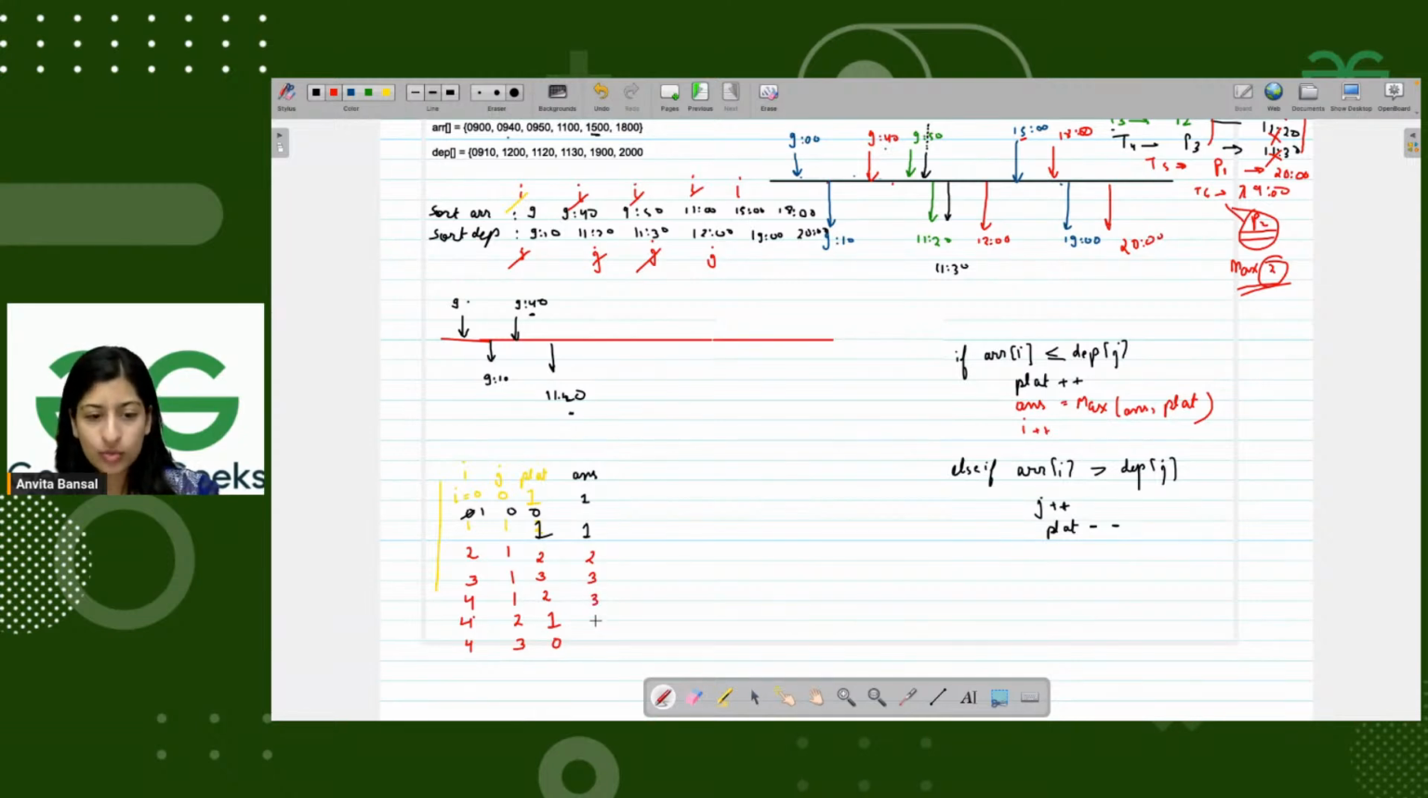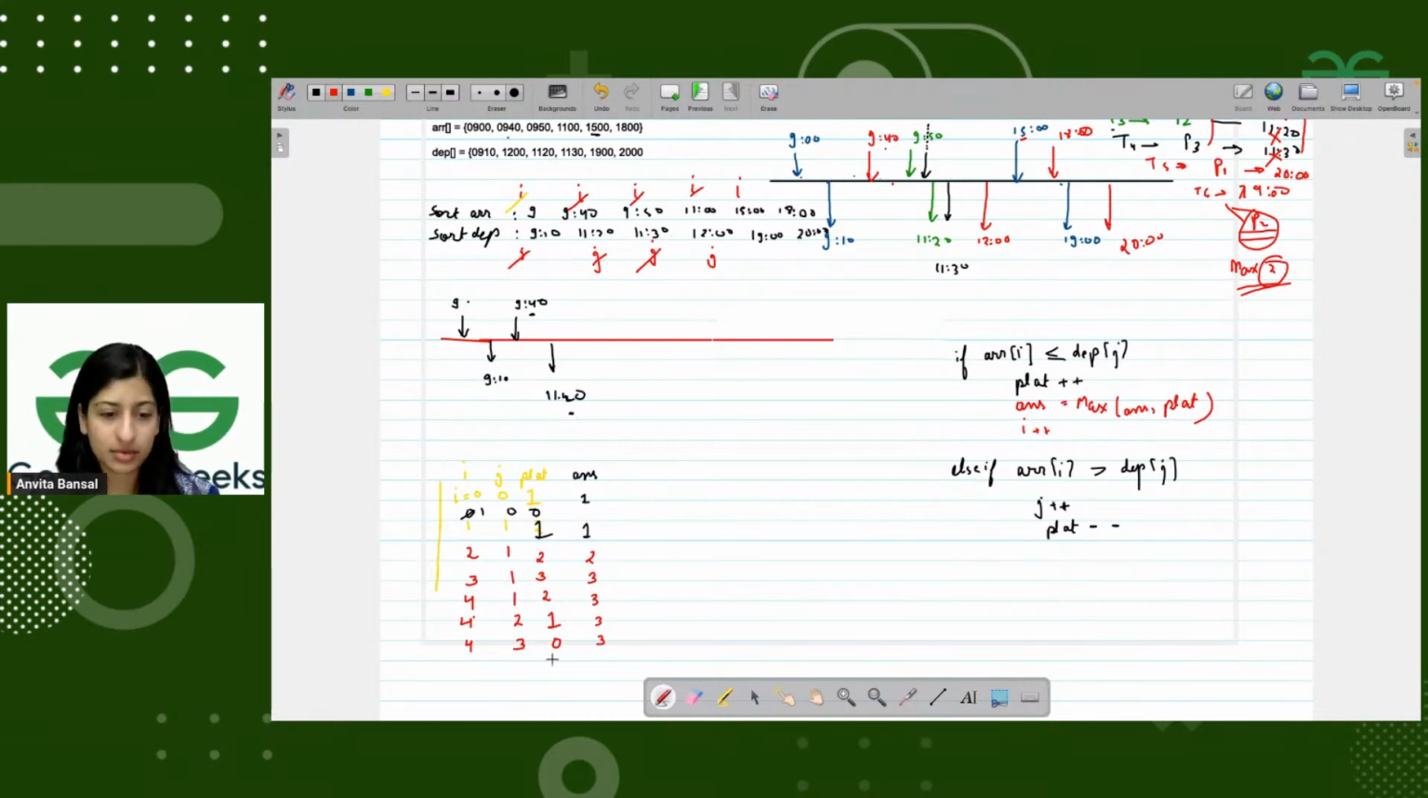Answer is still stored with 3 because it has always stored the maximum of answer and platform. Platform kept reducing because as the other train is coming at 3 p.m., the other trains which had occupied the platforms are releasing the platforms now.